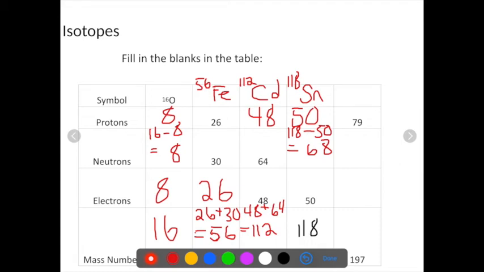Okay, last one. We have 79 protons. So if you look at your periodic table for 79, that's going to give you gold. And the symbol for gold is Au. So if we have 79 protons and 79 electrons, and our mass number is 197, we're going to find our neutrons. So it's going to be 197 minus 79, and that gives me 118. Okay, so this is going to be gold 197.